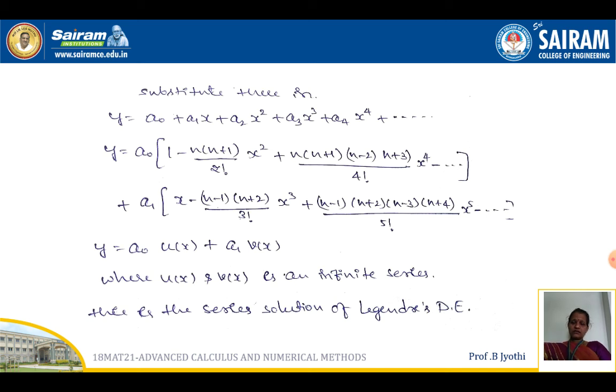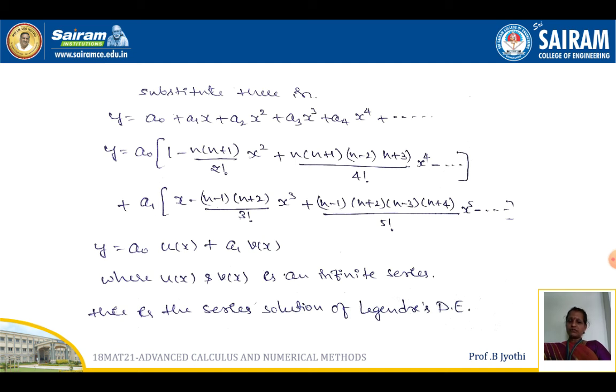Similarly, the odd terms, that is a1 is multiplied with x minus of n minus 1 into n plus 2 divided by 3 factorial into x cube plus n minus 1 into n plus 2 into n minus 3 into n plus 4 into x power 5 by 5 factorial and so on.